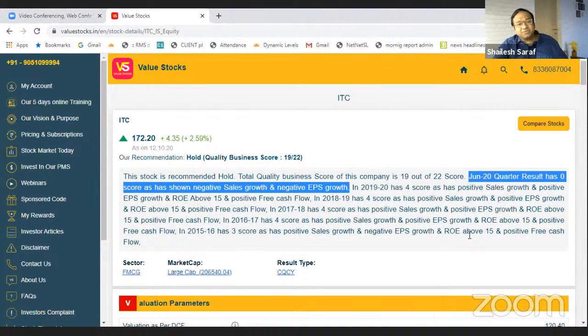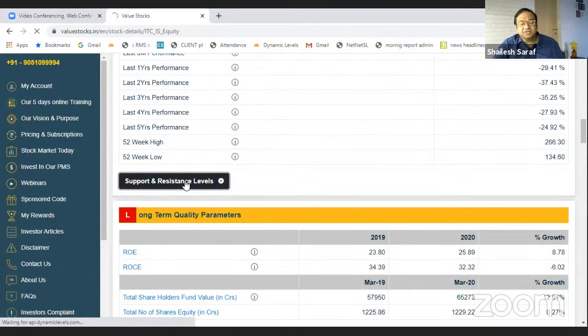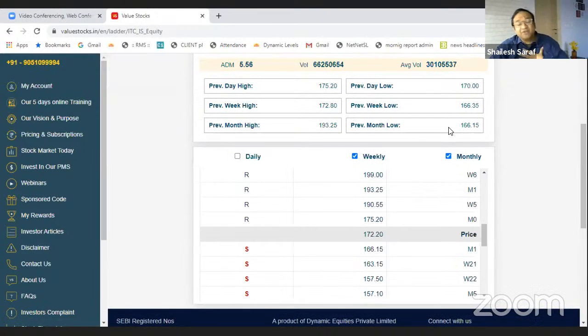Okay, what is the previous month low? Right, it is 172. So we are saying it is hold, a good company, but hold. But if you're really interested to buy, because some people say, I want to buy ITC, I believe in ITC, despite my giving a hold, you can enter at the previous month low of 166 if you want to enter.